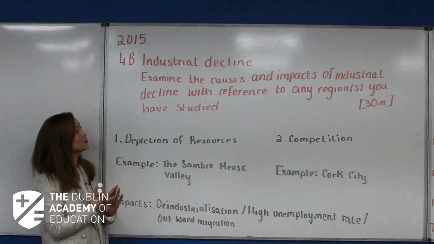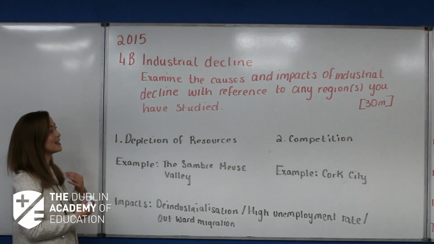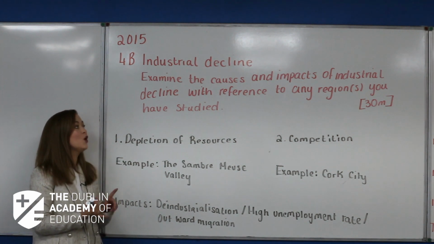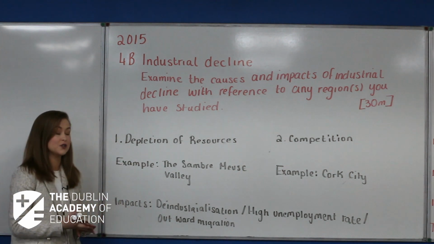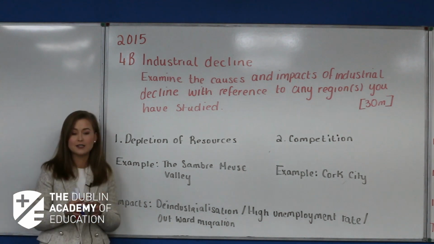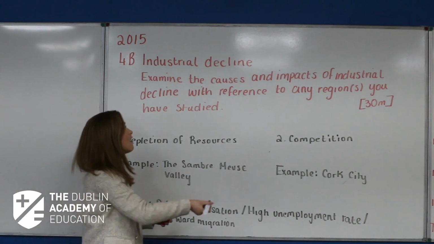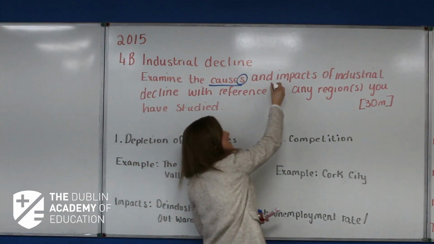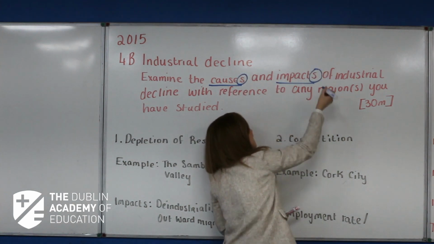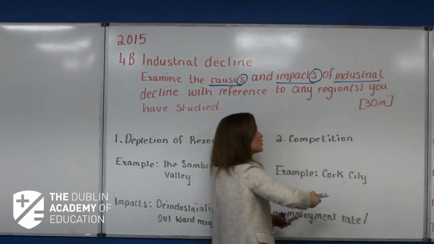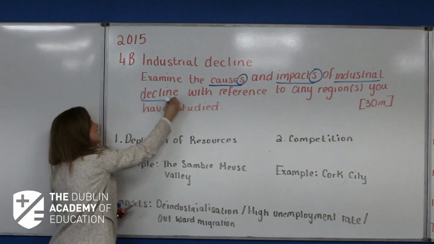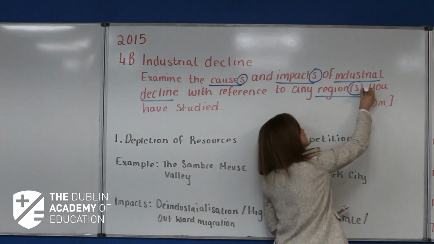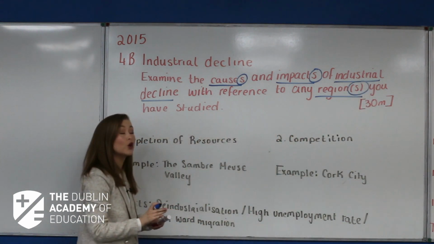So this 2015 question asks, examine the causes and impacts of industrial decline with reference to any regions you have studied. Now here, the first thing to start off with is your keywords. Our keywords here are causes, notice the S on causes, impacts, notice the S on impacts, industrial decline, which is giving you the hint to what they're actually asking in the question, and the last thing, regions, and you'll notice they're giving you an option if you want to do one or more.